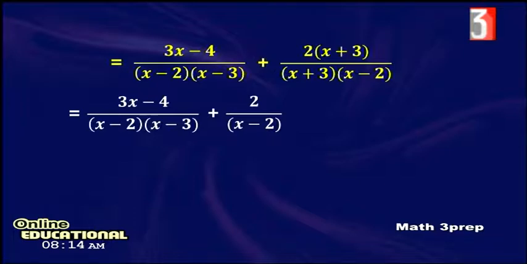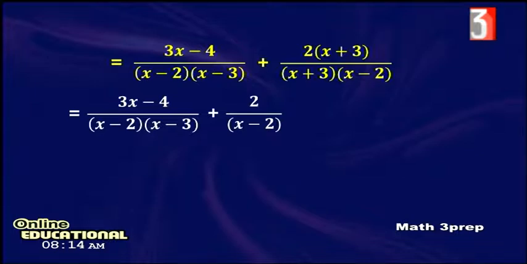Then when you look to the denominator, they are not like each other. So try to make a common denominator. We have said before that to make common denominator, you are going to multiply the brackets by each other. But in this case, you have a repeated bracket, which is x minus 2. So you are going to write it only one time. So the common denominator will be (x minus 2) multiplied by (x minus 3).